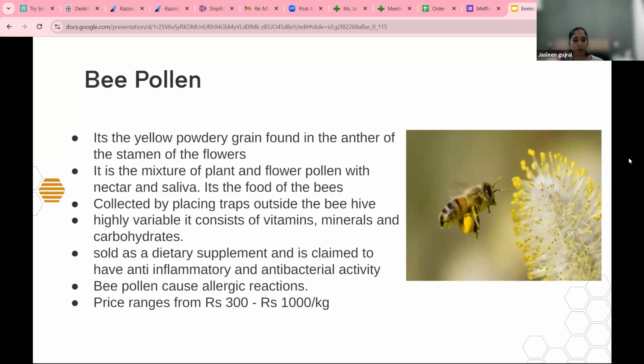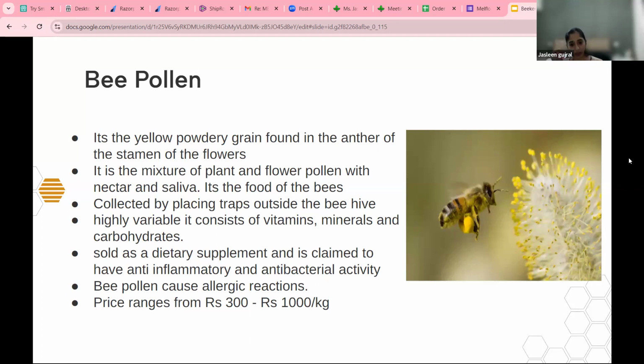Now, pollen basically consists of vitamins, minerals, and carbohydrates, which are very good for your health. You can have it like this, or you can just sprinkle it on top of your salad or your curd. Then you can have it like that.